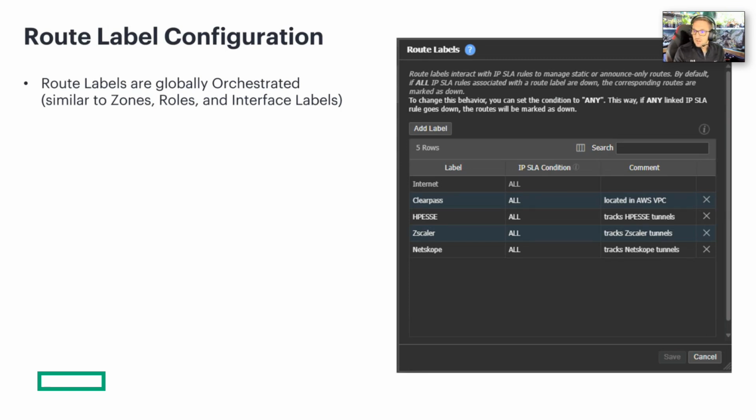So you're going to configure a list of route labels. For instance, in this example, we have one called ClearPass, IP SLA. We have an internet one that's built in. You create these route labels, you hit save, and now they are going to be immediately pushed to all appliances. This whole mechanism only applies to static routes. Well, it can apply indirectly to other routes, but we'll get to that a little bit later.